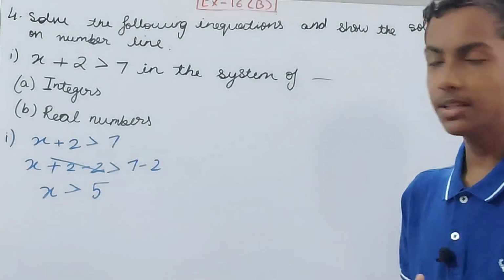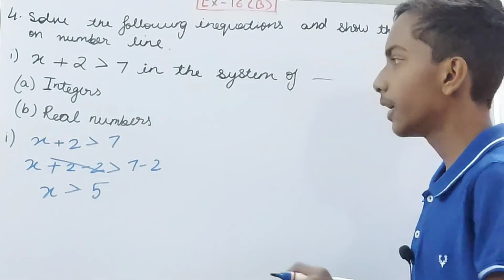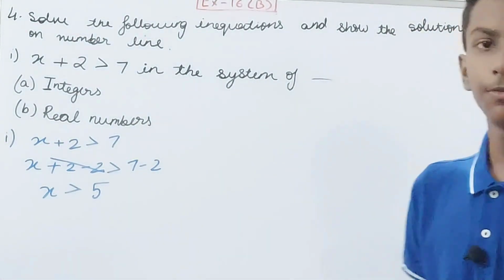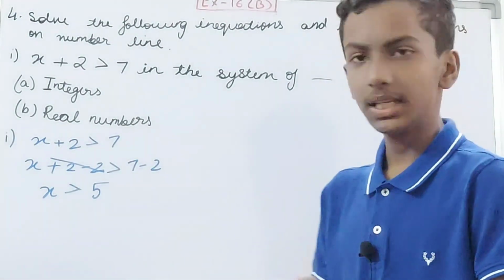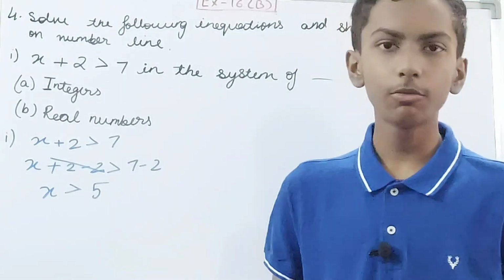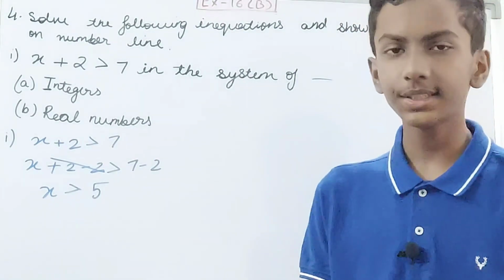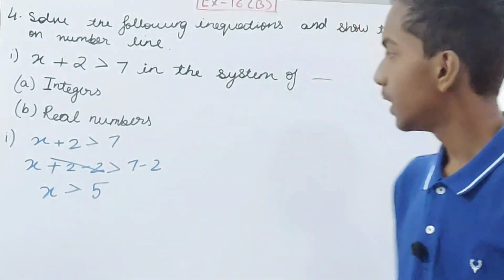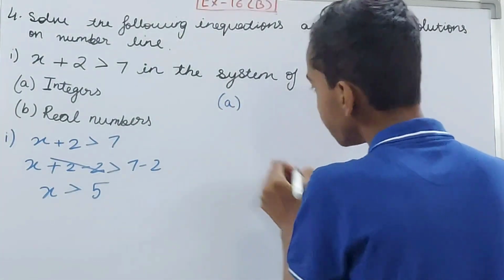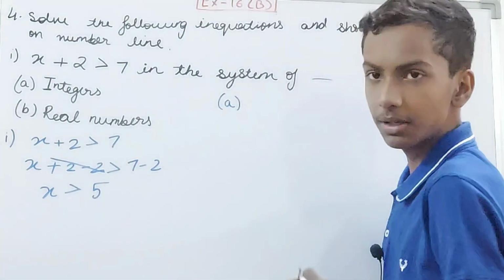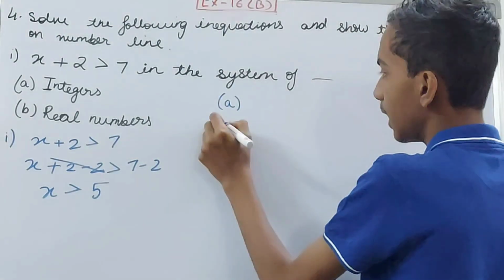What it has given is the system of integers and real numbers. That means first we have to mark when the value of x is an integer. Second, we have to mark when the value of x is a real number. First we are going to mark for the integers.